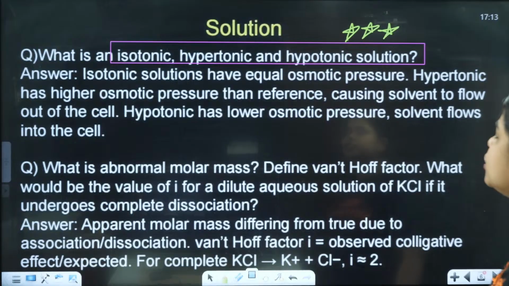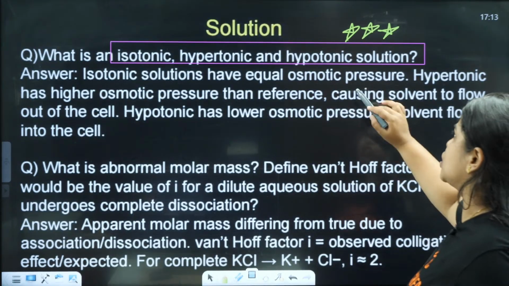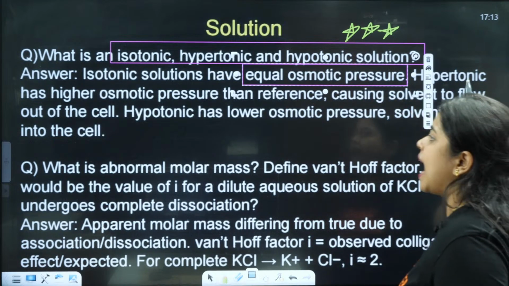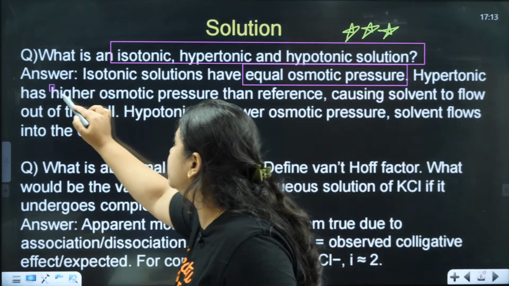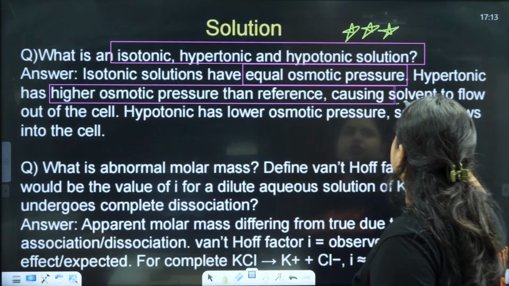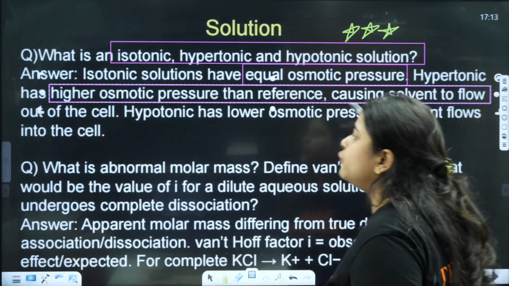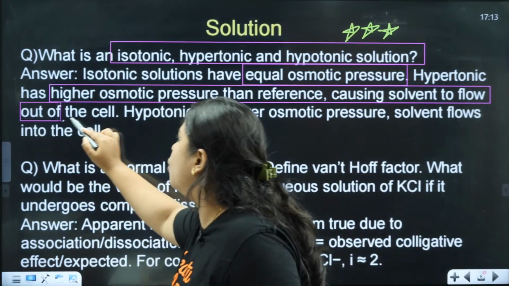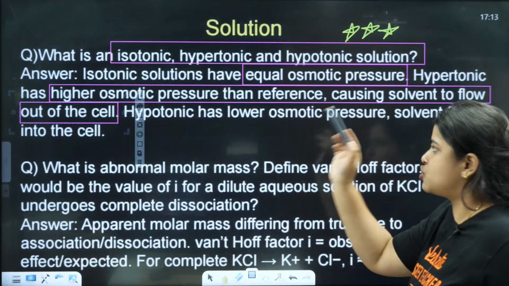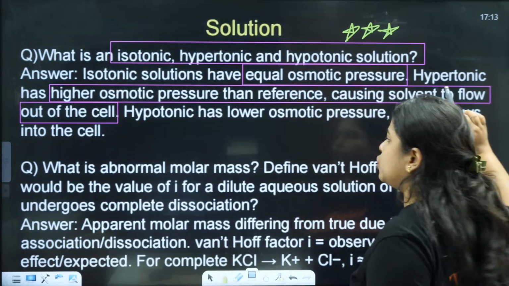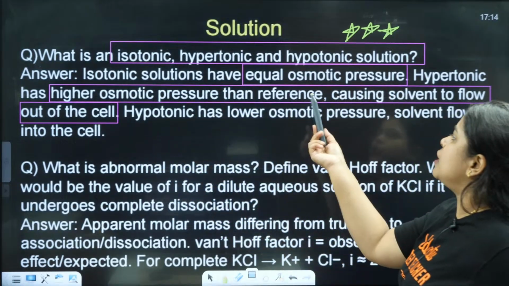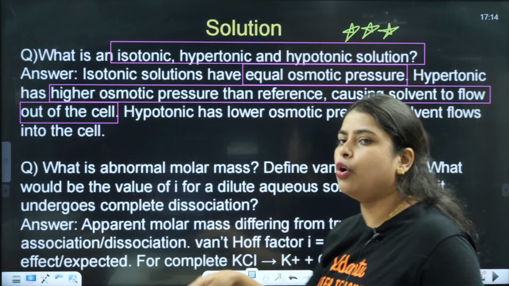Okay. Isotonic solution has what? Equal osmotic pressure. And hypertonic has what? Higher osmotic pressure than the reference, which is causing the solvent to flow out of the cell. Isotonic solution has equal osmotic pressure, and the hypertonic solution has higher osmotic pressure compared to the reference, causing the solvent to flow out of the cell.